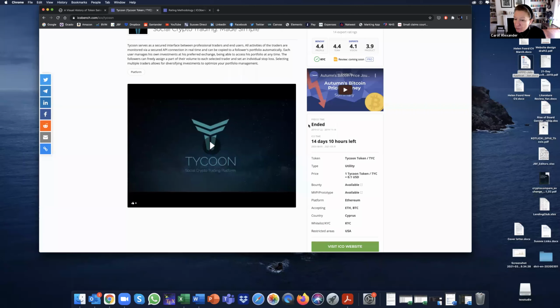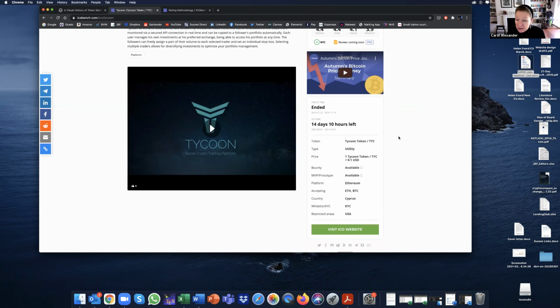But the people on the pre-ICO, the people that came through Black Dragon and places like that, will have got a better price. One Tycoon token would be something like, I don't know, $0.05. This is the ICO price, okay? And the price can change during the ICO if it's a very long ICO. So that bonus or bounty is associated with getting early investors.